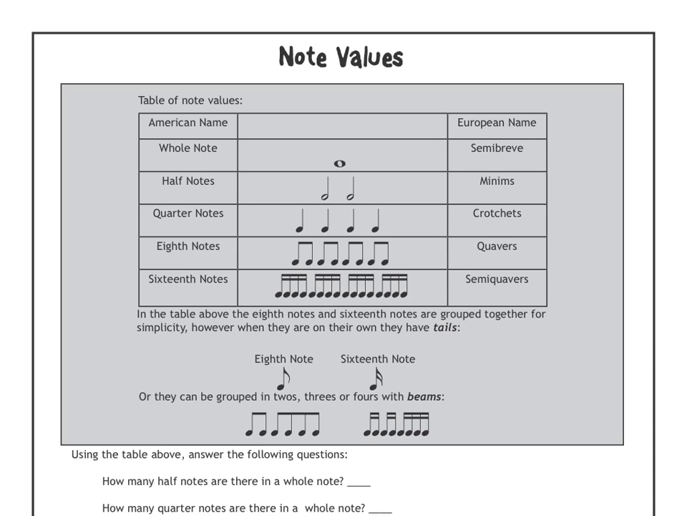Now it says, in the table above, eighth notes and 16th notes are grouped together for simplicity. However, when they are on their own, they have tails. Again, this is easy stuff. You know that eighth notes on their own look like this. Sorry about that. 16th notes on their own have two flags off them. And of course, they can be beamed together like this in groups of 2 or in groups of 4.